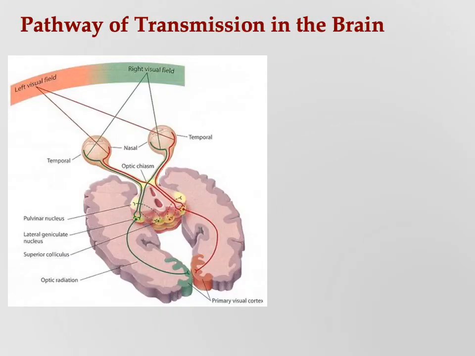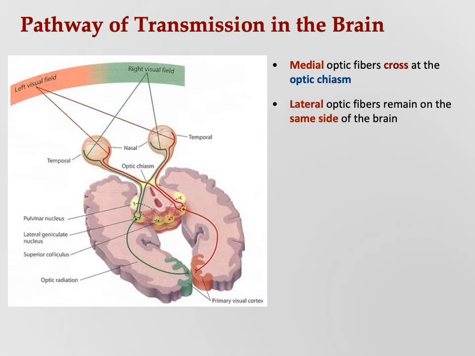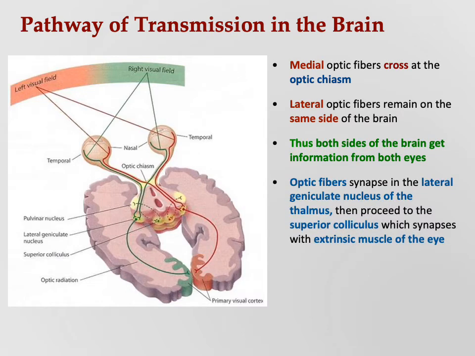So what happens once it leaves the eye? Well, they cross at the optic chiasm, and once again, the medial fibers cross, while the lateral fibers stay on the same side. That's kind of cool because it means that each eye sends information to both sides of the brain. So if you ever have some kind of accident and lose vision in one eye, the other eye will still send info to both sides of your brain. Both sides of the brain get info from both eyes.